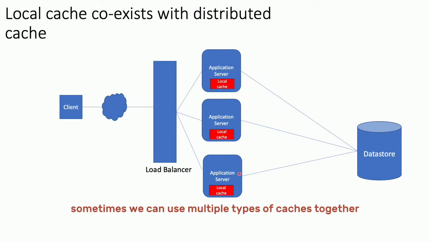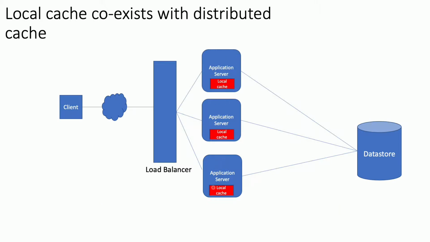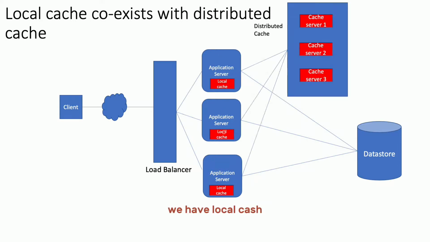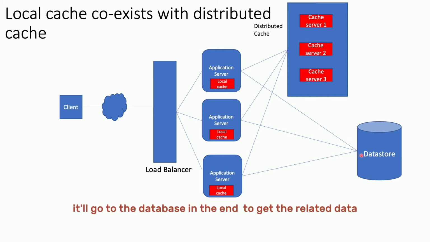And sometimes we can use multiple types of caches together, such as in this system we have local cache, and also we can have distributed cache. The application can get data from local cache. If there is a cache miss, it will go to distributed cache to get data. If there is another cache miss, it will go to the database in the end to get the related data.